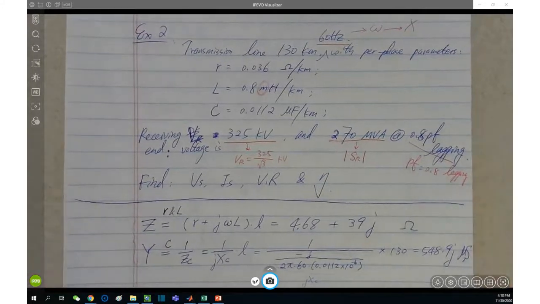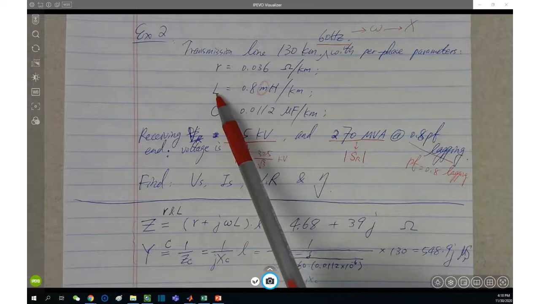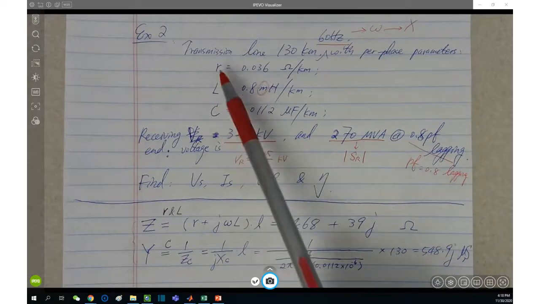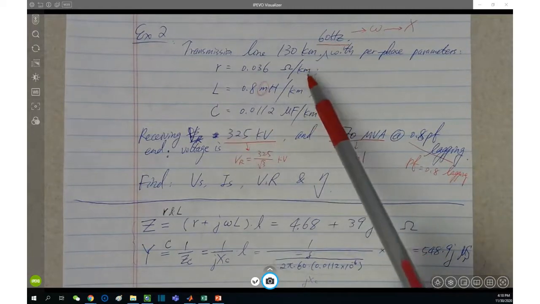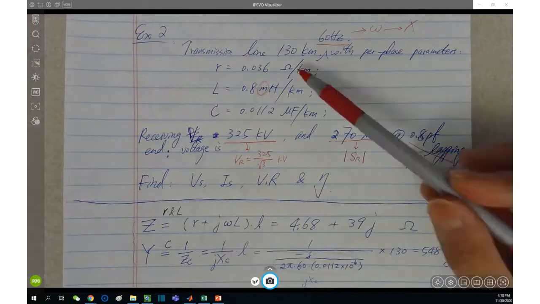This frequency is given, and then the per phase parameters include lowercase r, capital L, and capital C. So resistance, inductance, and capacitance, per unit length, per kilometer.